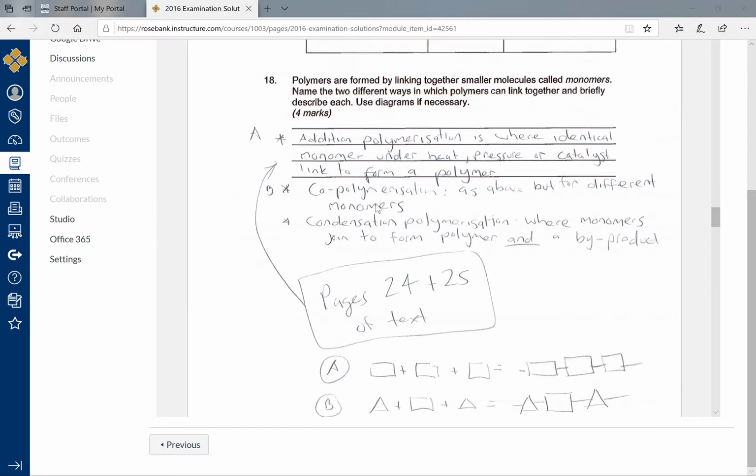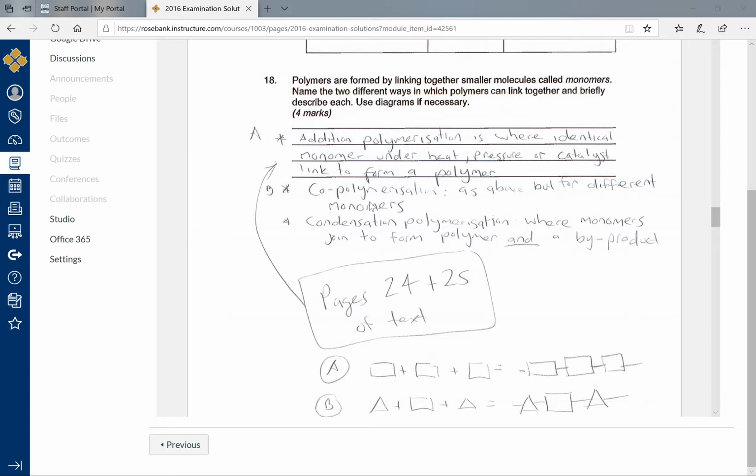Or you've got copolymerization, which is just the same as above, but the monomers are different. And then a third type of polymerization is condensation polymerization, where monomers join to form a polymer and a byproduct. Now, they talked about copolymerization as a type of addition polymerization, so I don't know whether you can actually say that those two are different as such. They're both types of addition polymerization, but when you're talking about copolymerization, you've got different monomers.